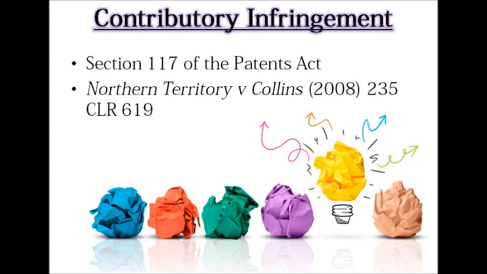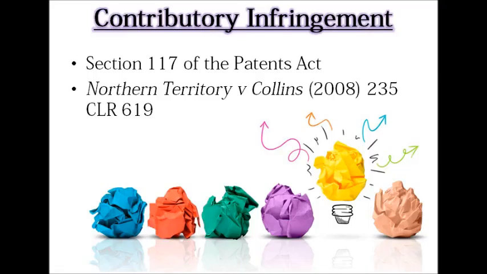The other form of infringement besides direct infringement is contributory infringement. Section 117 of the Patents Act provides the requirements for contributory infringement. This means that a party may be liable where they enable another party to infringe a patent. This can happen where a party supplies a product which they know the buyers will use to infringe a patent.